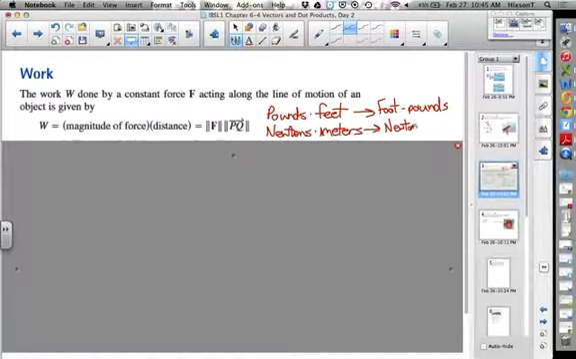Don't we use joules for... I don't remember what joules are. I think joules are an energy unit. Yeah. Power, yeah.